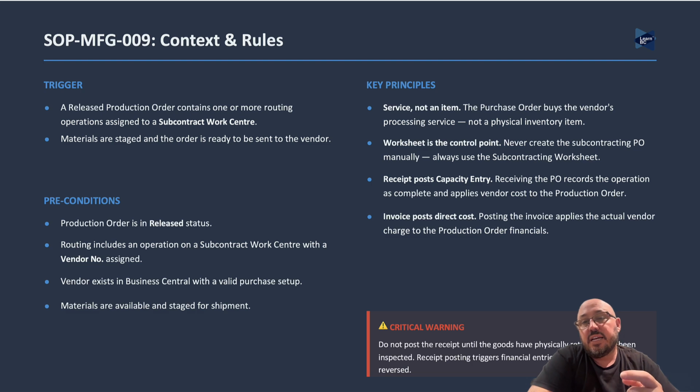The principles: service, not an item. The purchase order buys processing services from the vendor, not a physical inventory item. The worksheet is a control point. Never create a subcontracting PO manually. Always use subcontracting worksheets. On receipt, post capacity entry: receiving the PO records the operation as complete and applies the vendor cost to the production order. On invoice, post direct cost: posting the invoice applies the actual vendor charge to the production order financials, which is pretty cool. So critical, do not post a receipt until the goods have actually been received. Do it as it happens.